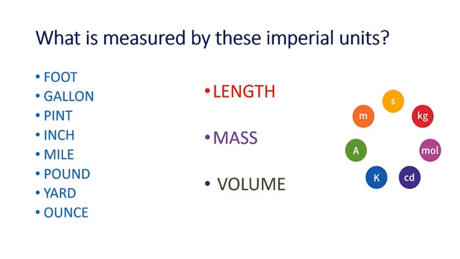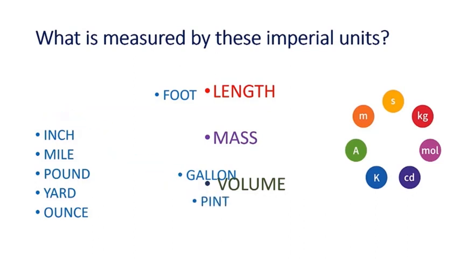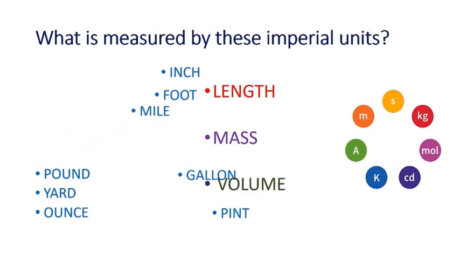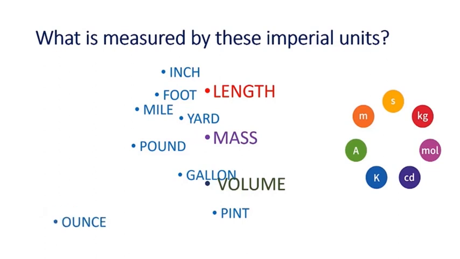Let's see. A foot is for length. A foot is 30.48 centimeters. Gallons are for volume. Pints are for volume too. Inches are used for length. They equal 2.54 centimeters. Miles are for length as well. Pounds are used for mass. A pound weighs around 453 grams. A yard is for length and it has 91.44 centimeters. And an ounce is for mass. What you can see on the right-hand side are the metric symbols that are accepted in Europe and on other continents too.